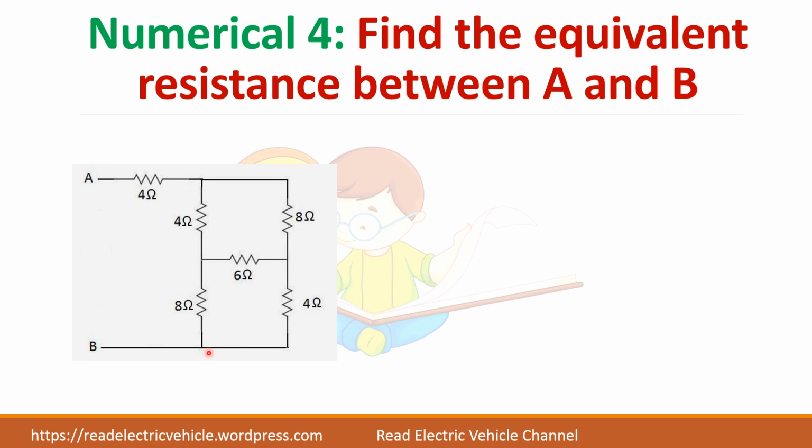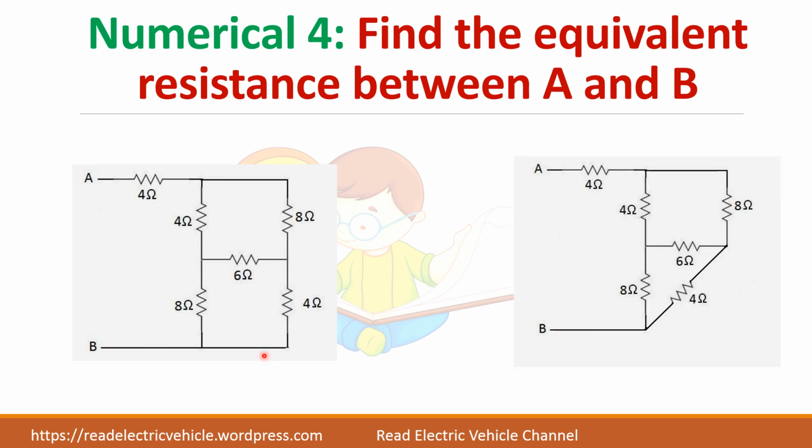Let us start from this point. You see here 8, 6 and 4. They are connected in delta. So 8, 6, 4 are in delta. So first convert this delta into star. Okay. So always mark the terminals so that you will not do any mistake in conversion.